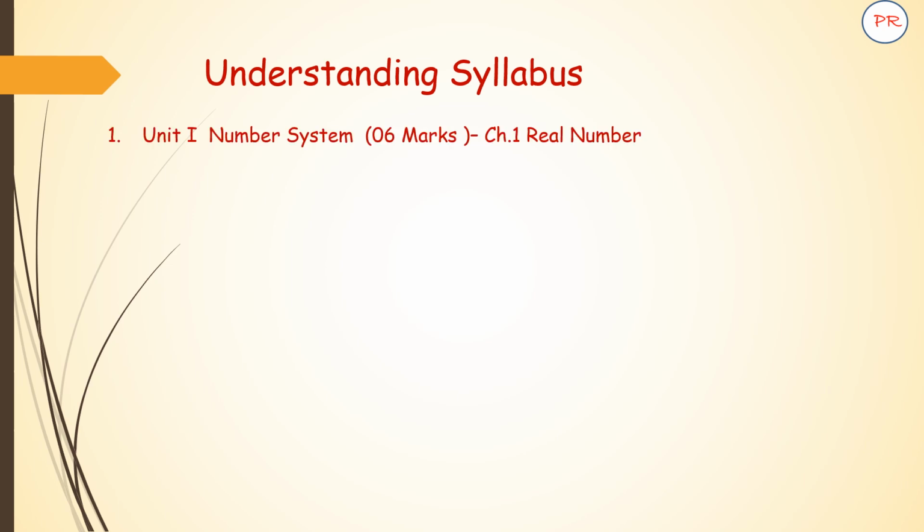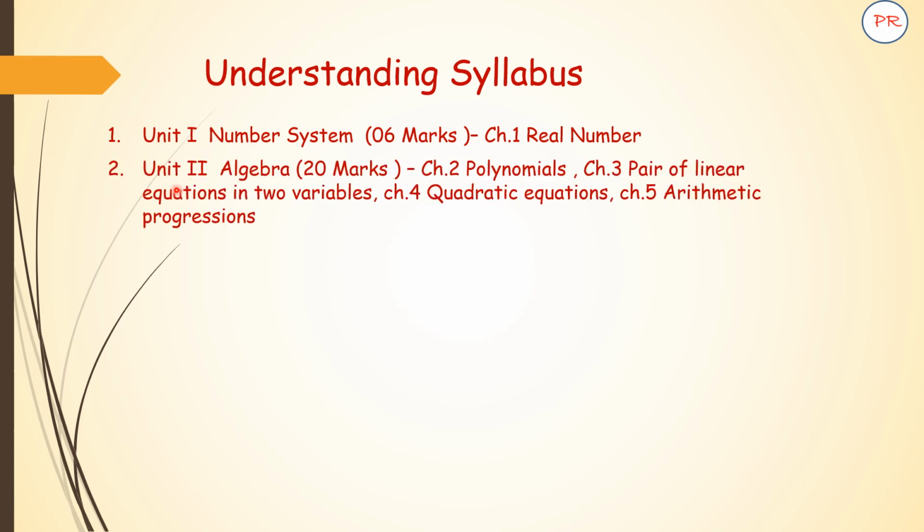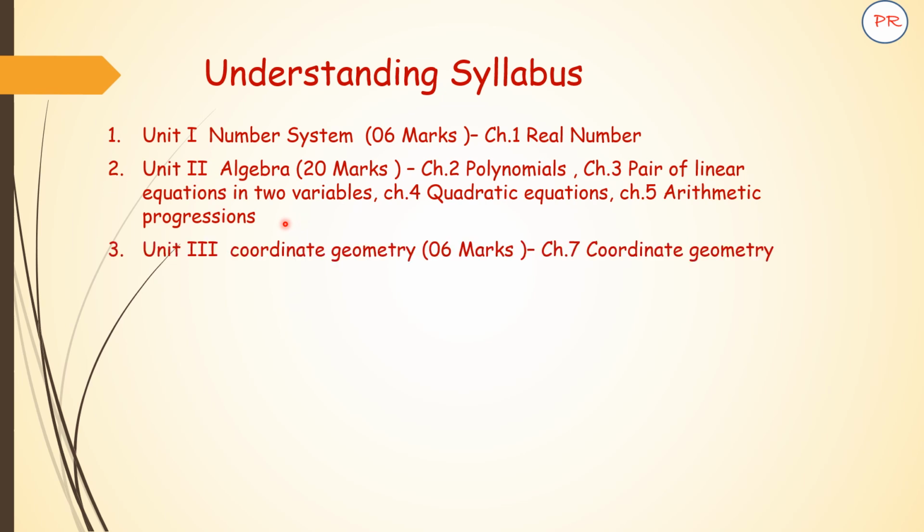Now let us understand what each unit consists of. If you see, unit 1 is nothing but number system. It consists of chapter number 1, real numbers, which will be asked for 6 marks over here. Unit 2, that is algebra, is there for 20 marks but it contains 4 chapters. Chapter number 2 that is polynomials, chapter number 3 pair of linear equations in two variables, chapter number 4 quadratic equations and chapter number 5 arithmetic progressions. So this 20 marks will be divided into these chapters.